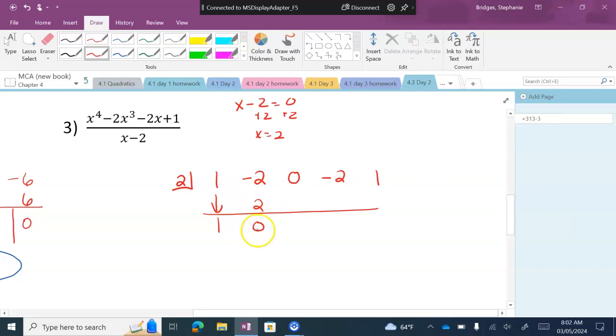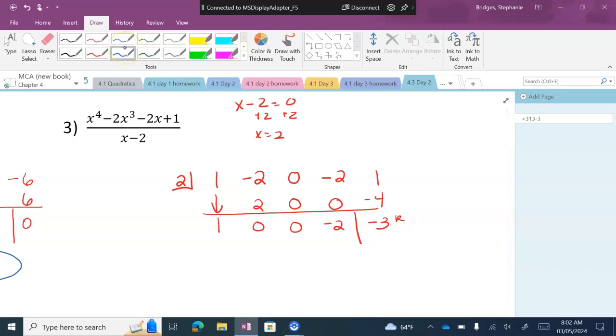The 2 in my box times the 0 below the line is 0, and that's going to go under the next number. Then I add. 0 plus 0 is 0. And then I repeat. The 2 in my box times the second 0 is another 0. Then I add. Negative 2 plus 0 is, okay. Then I multiply. 2 times negative 2 is negative 4. And then I add, which gives me, remember, that is your remainder, whatever that last number is.